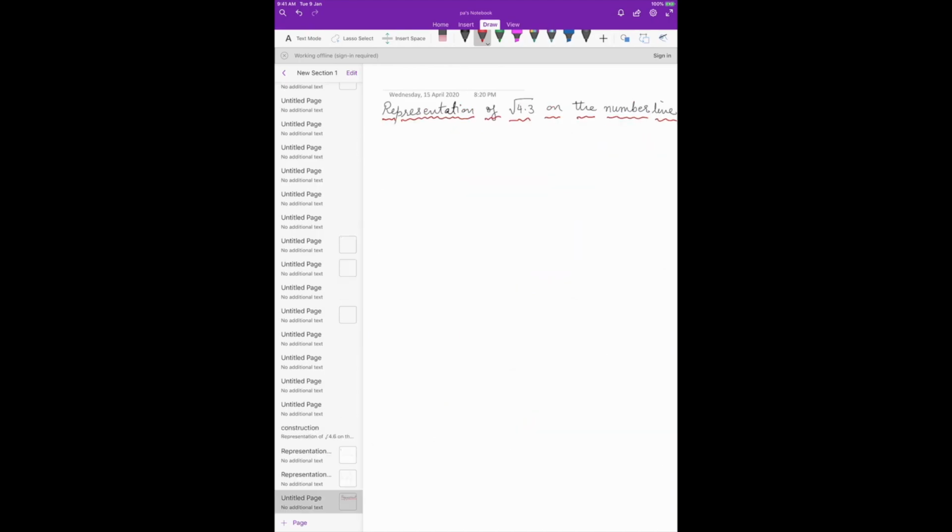Now let us represent numbers of the form root 4.3 on the number line, or in other words, numbers of the form root x, where x is any positive rational number. Earlier we had done those types of root numbers on the number line where x was a positive integer. Now they are positive rational numbers.